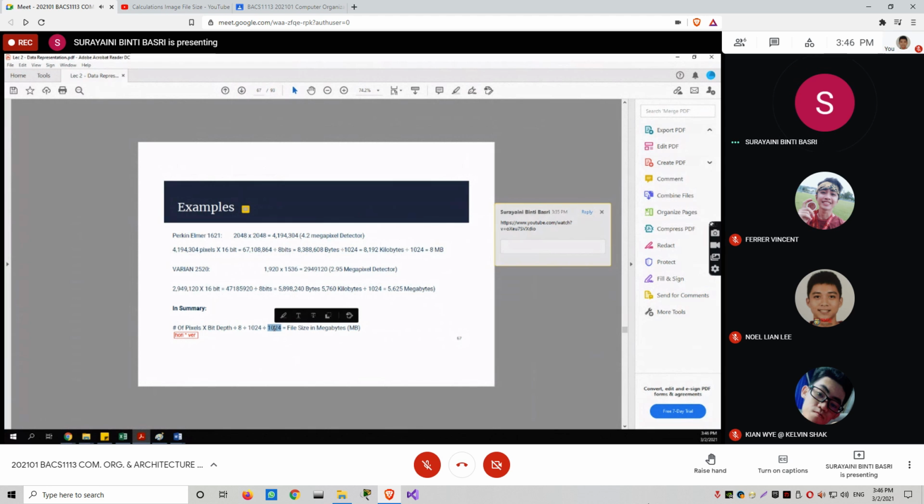Okay, so the questions later will ask whether it wants the answer in bytes. If you want it in bytes, you just divide up until this point. And if it wants the answer in kilobytes, you divide the answer you got in bytes by 1024. And if it wants the answer in megabytes, then divide again by another 1024. So that is the formula.